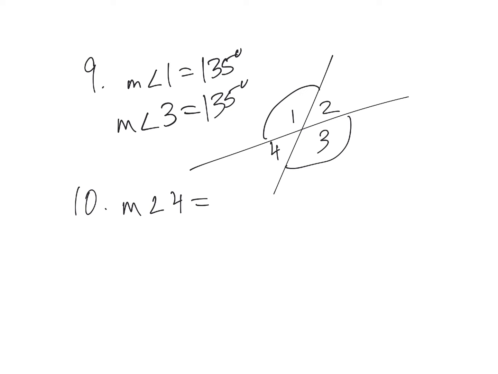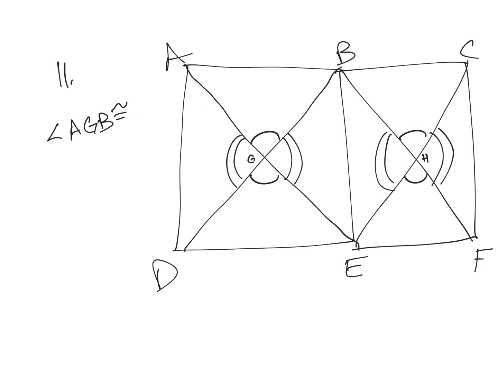135 degrees. Did anybody put that? Oh, gosh, great. Every class is different. Angle 4 and angle 1 are supplementary. So if this is 135 degrees, then 180 minus 135 will give you angle 4. So 45. Who got that one? Ouch. All right, moving on.